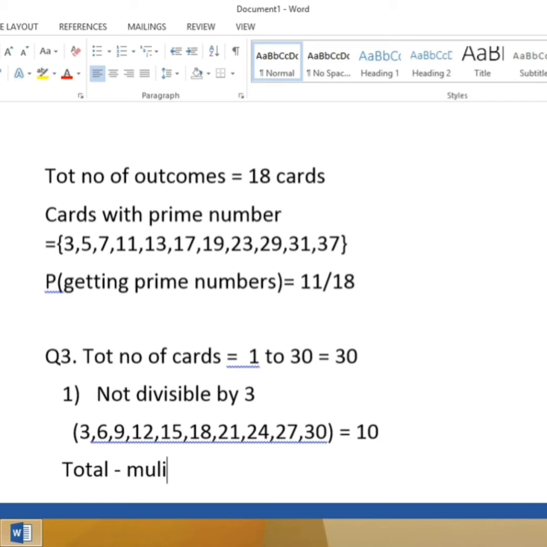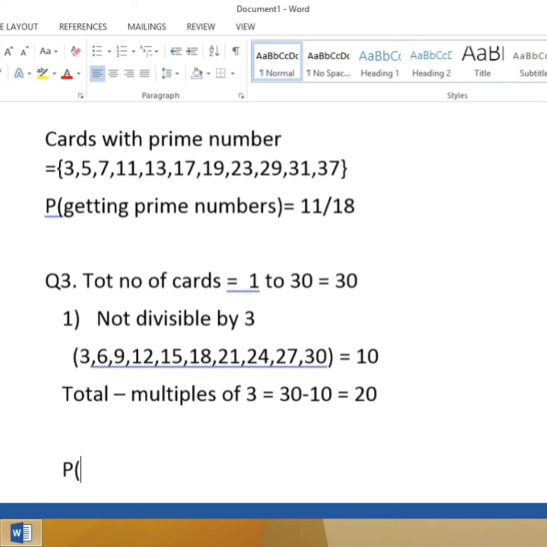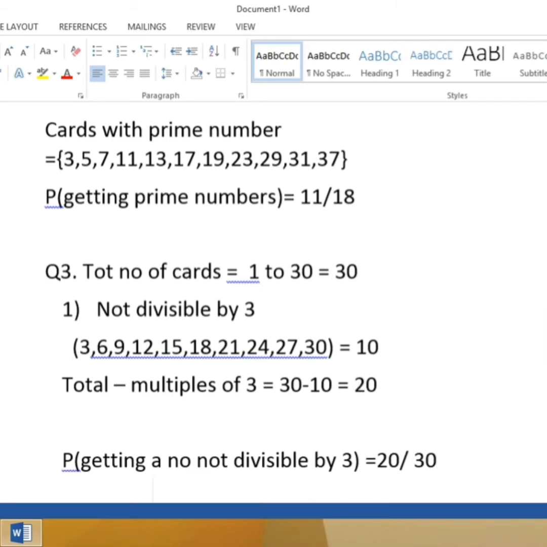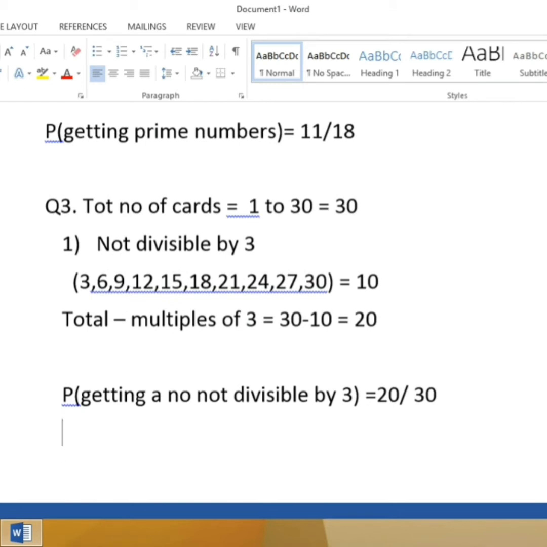Total minus multiples of 3. We will get 30 minus 10 equal to 20. So 20 numbers are not divisible by 3. The probability of getting a number not divisible by 3 is equal to 20 by 30. Further simplifying it, we get 2 by 3.